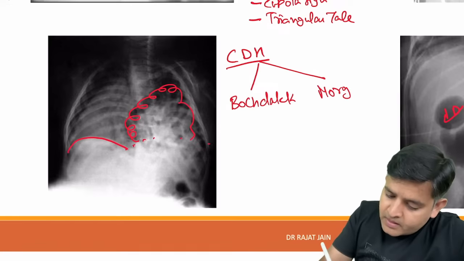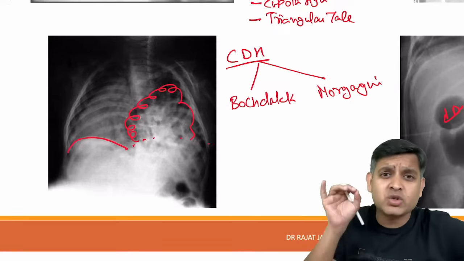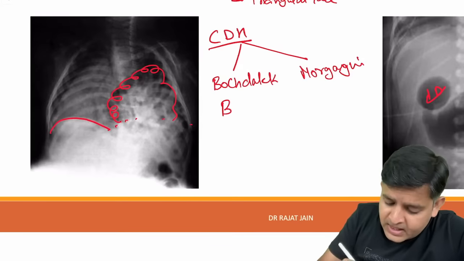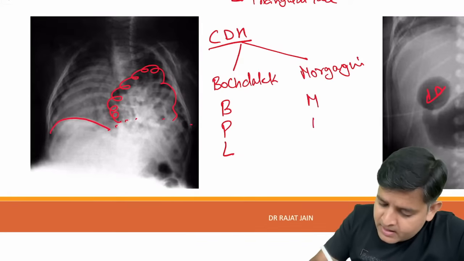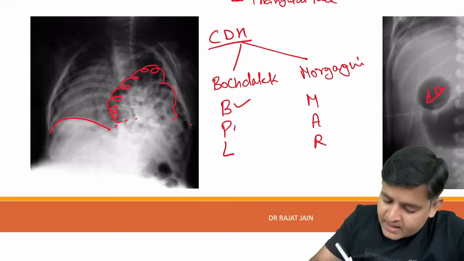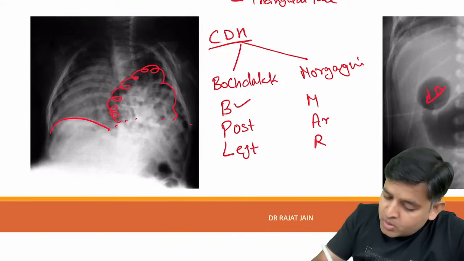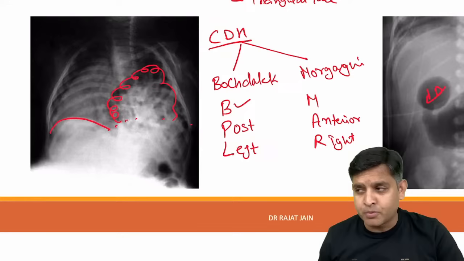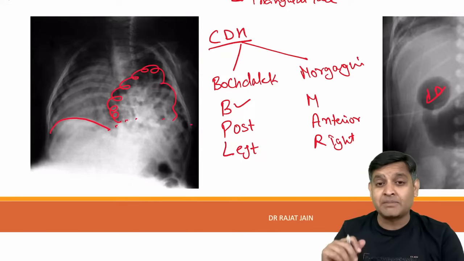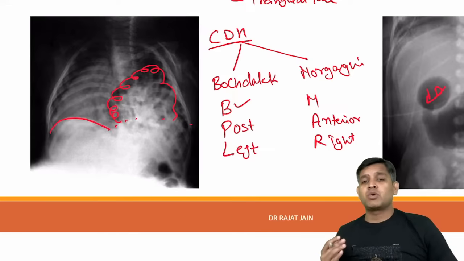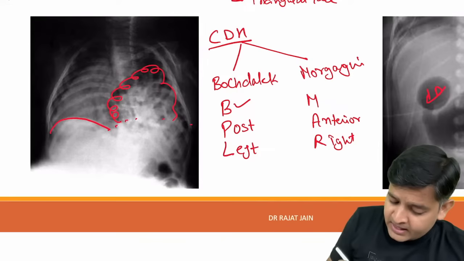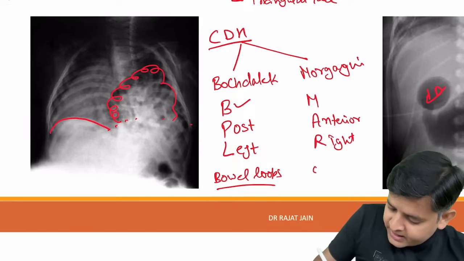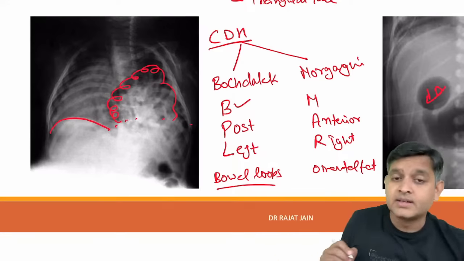and Morgagni. Wherever two diseases are going together, it's an important MCQ because the examiner can confuse you there. So remember, B P L M A R: Bochdalek posterior and left, Morgagni anterior and right. That means Bochdalek is present on the posterior and the left side, and Morgagni is present on the anterior and the right side. In Bochdalek, usually it is the bowel loops that are herniating. In Morgagni, it is usually the omental fat that is getting herniated.